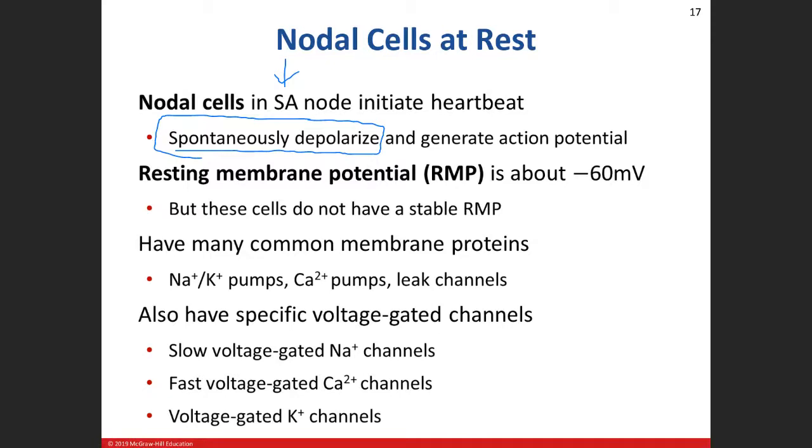Okay, so they initiate this, but they have this phenomenon that we describe as spontaneously depolarizing. Okay, they don't need to be told to depolarize. Nothing needs to happen. They'll do it on their own. Okay, they just do it.